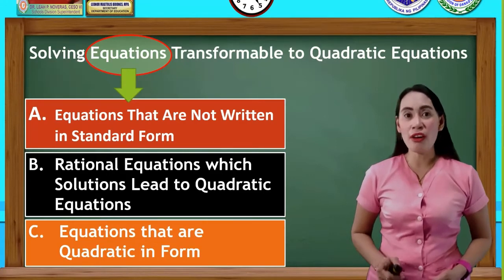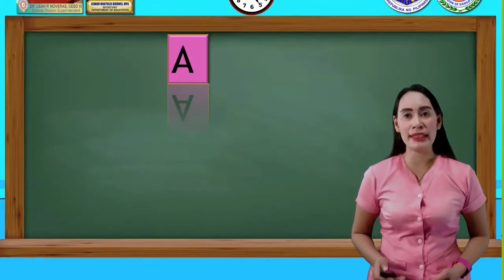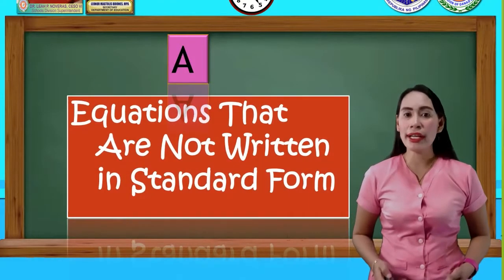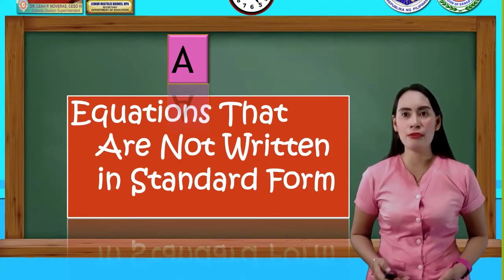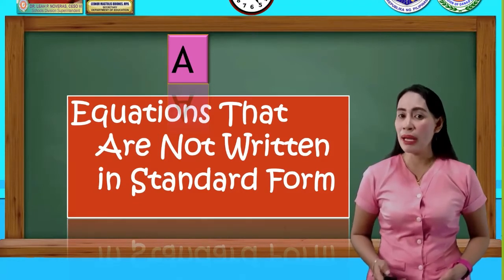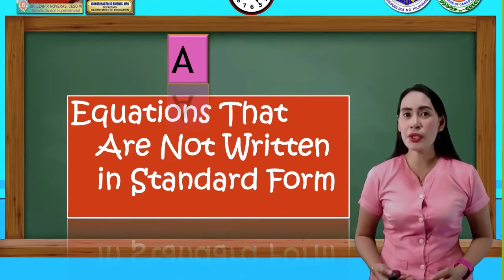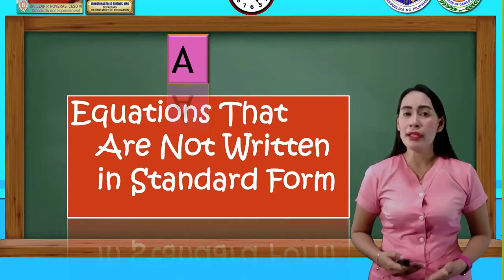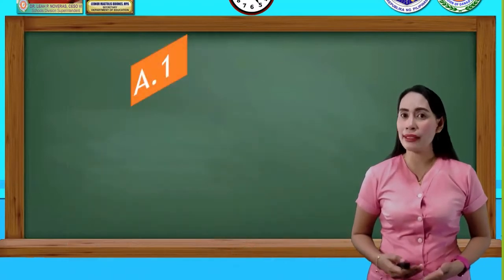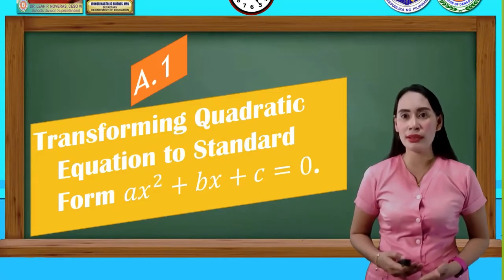Part A of the lesson is equations that are not written in standard form. So let us start solving equations that are not written in standard form, ax squared plus bx plus c equals 0. The equations here are actually quadratic equations. However, we need to transform these equations to standard form, ax squared plus bx plus c equals 0.